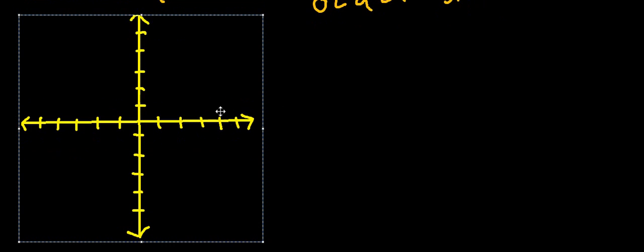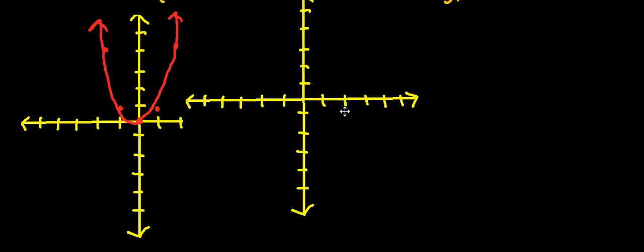Let me scroll down. Okay. So let's put the original one on. So we have 0, 0, 1, 1, minus 1, 1, 2, 4, and minus 2, 4. And then we have 3, 9 as well, but it doesn't fit on the graph. It goes up too fast. Oops. Did not mean to do that. Oh, that didn't turn out half bad. Alright.